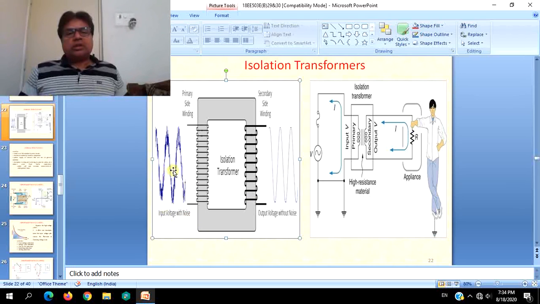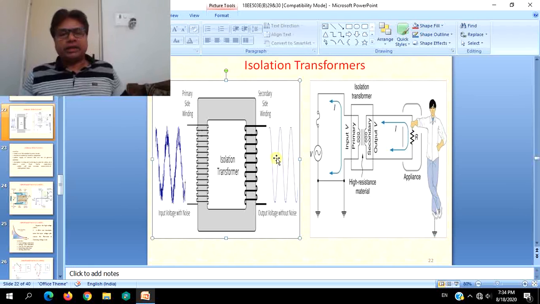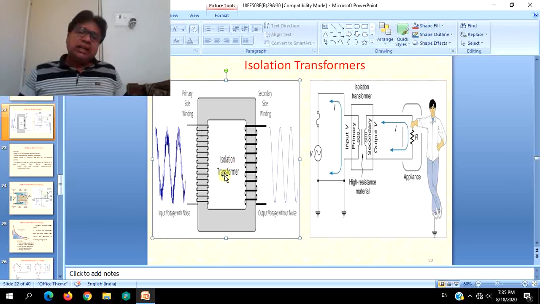So this input to the isolation transformer is coming out of the actual supply to which the load should have been connected. Without the isolation transformer, the load is directly connected to the supply source, but now the main supply is given to the primary of the isolation transformer and the load is connected to the secondary of the transformer. Because of this, noise or disturbances due to spikes and harmonics are eliminated.